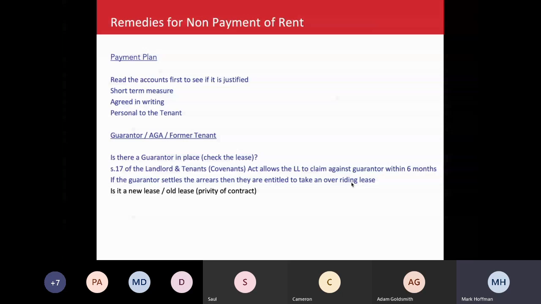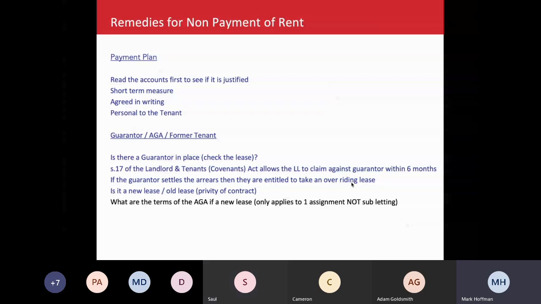So it's unusual to get a lease that is a privity of contract lease. But of course, back in the 80s and 90s and even 1970s, it wasn't unusual for tenants to take very long occupational leases of 99 years. So that's why there might be privity of contract. If there is an authorised guarantee agreement, look in terms of the lease itself. What are the terms of the authorised guarantee agreement? Remember, of course, that it only applies to one assignment and not to sublettings.